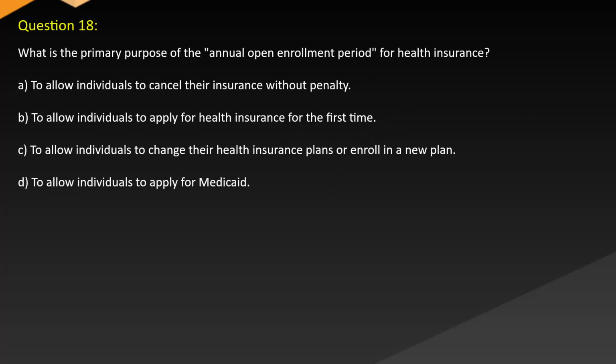Question 18. What is the primary purpose of the annual open enrollment period for health insurance? A. To allow individuals to cancel their insurance without penalty. B. To allow individuals to apply for health insurance for the first time. C. To allow individuals to change their health insurance plans or enroll in a new plan. D. To allow individuals to apply for Medicaid.